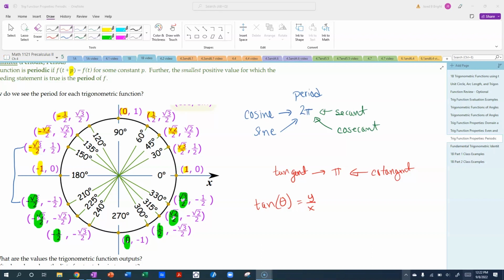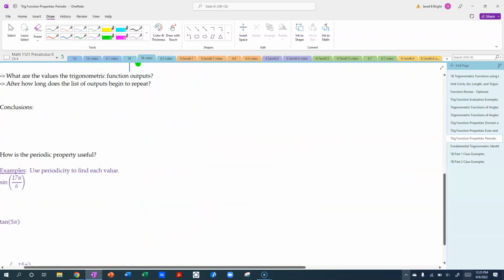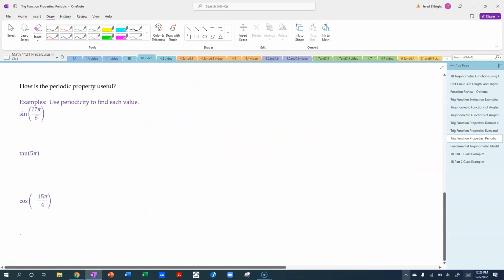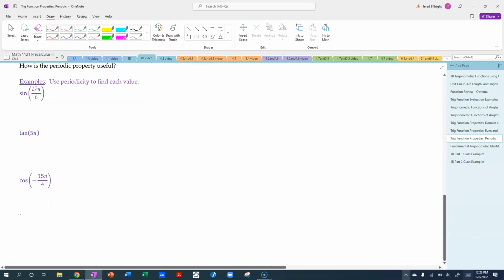All right, so we have rough ideas of what the period is. How is it used? I think that's our next best thing to tackle. So the period property I often refer to as the periodicity of the function. How is that useful? Well, the idea of the period is that it repeats its value. So we might be given an angle and say, well, that's fine. We could punch this into a calculator, get a number, move on with our life. But maybe there's a little bit more thinking that we can do.